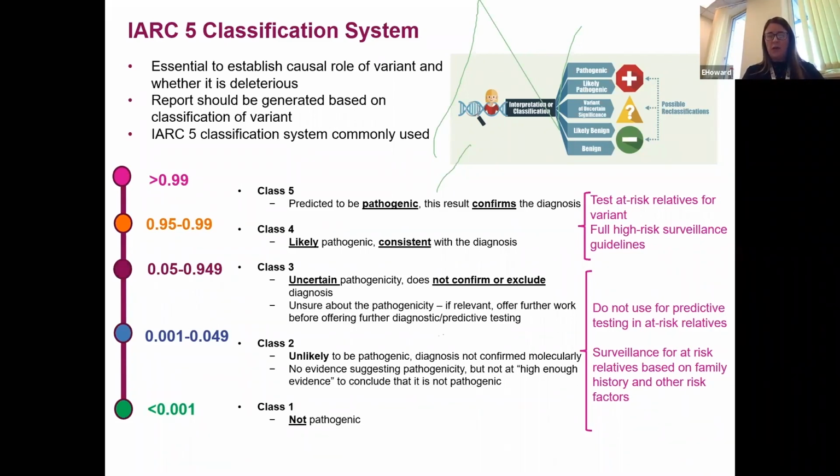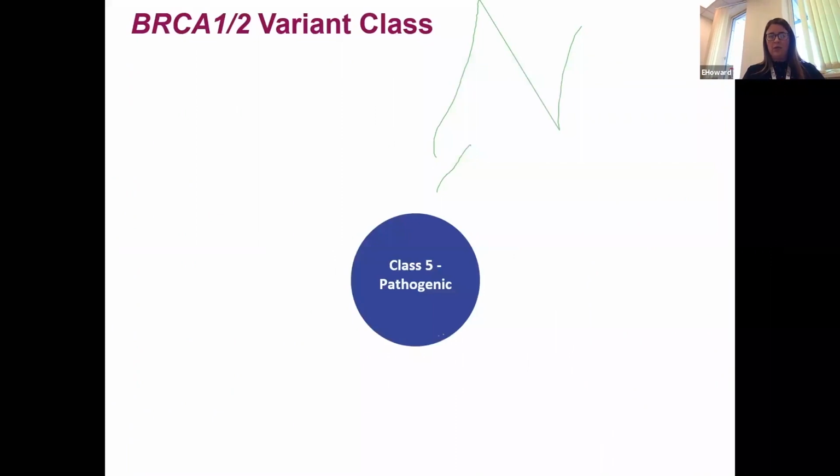For these 2 top classifications, we would then offer testing for at-risk relatives, and full high-risk surveillance guidelines would come into play for those patients. But it's really essential to establish a causal role of the variant and whether it's deleterious. This classification is a means to do that, and we're able to then recommend to the consultant.